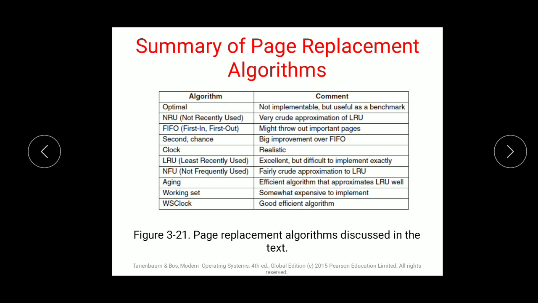Clock is a real time change. LRU is excellent but difficult to implement exactly. Least recently used can be a problem but can be exactly implemented. NFU, that is not frequently used, is a fairly crude approximation to LRU, and an updation. Then aging, working set and WS clock. So these are the algorithms, and there is a proper summary of all the page replacement algorithms here.